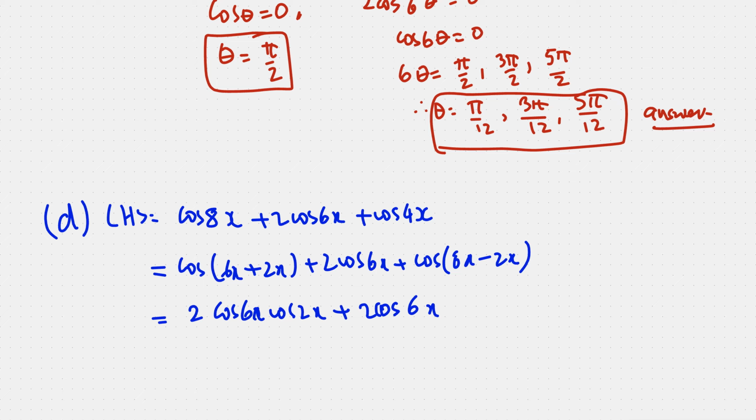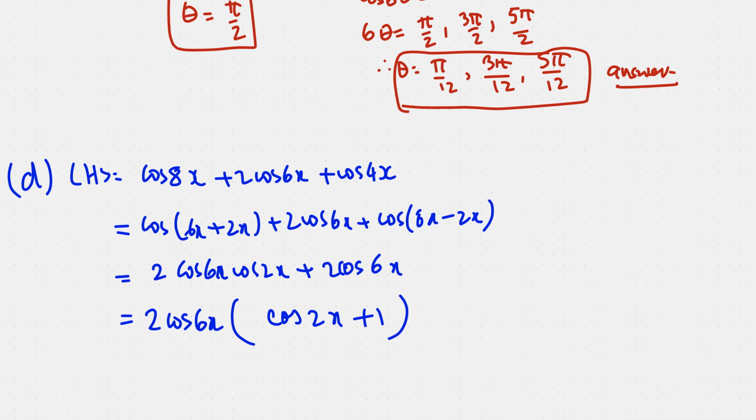So cos 6x, 2 cos 6x, cos 2x, plus cos of 6x. So then what do we do after that? So we've got cos 6x as a common factor, isn't it? So 2 cos 6x, I can say that is 2 cos of 6x times cos of 2x plus 1, can't I? Yes, I can do that. Now what is this cos of 2x plus 1? So you see cos 2x can be written as cos of x plus x.